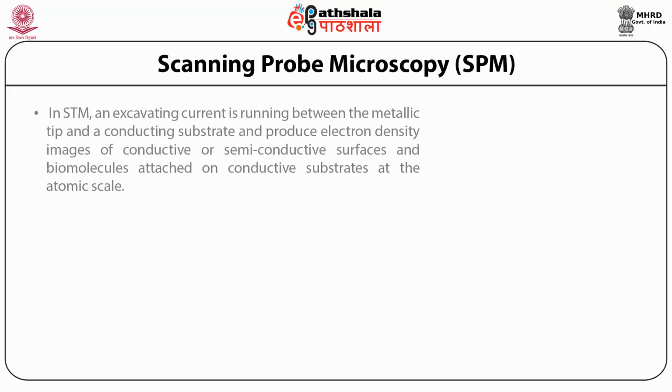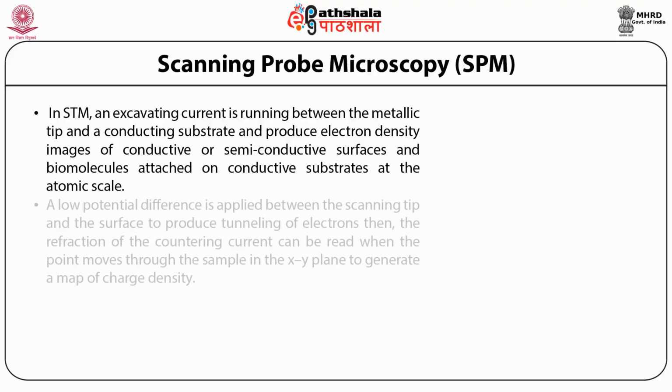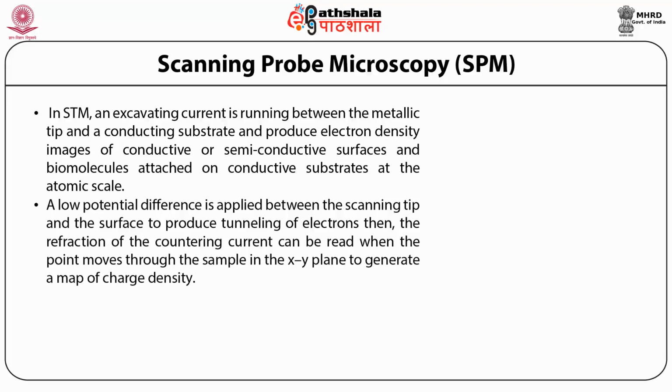In scanning tunneling microscopy, or STM, a tunneling current runs between the metallic tip and a conducting substrate, and this produces electron density images of conductive or semiconductive surfaces and biomolecules attached to conductive substrates at the atomic scale. A low potential difference is applied between the scanning tip and the surface to produce the tunneling of electrons, and then the tunneling current can be read when the tip moves through the sample in the XY plane.